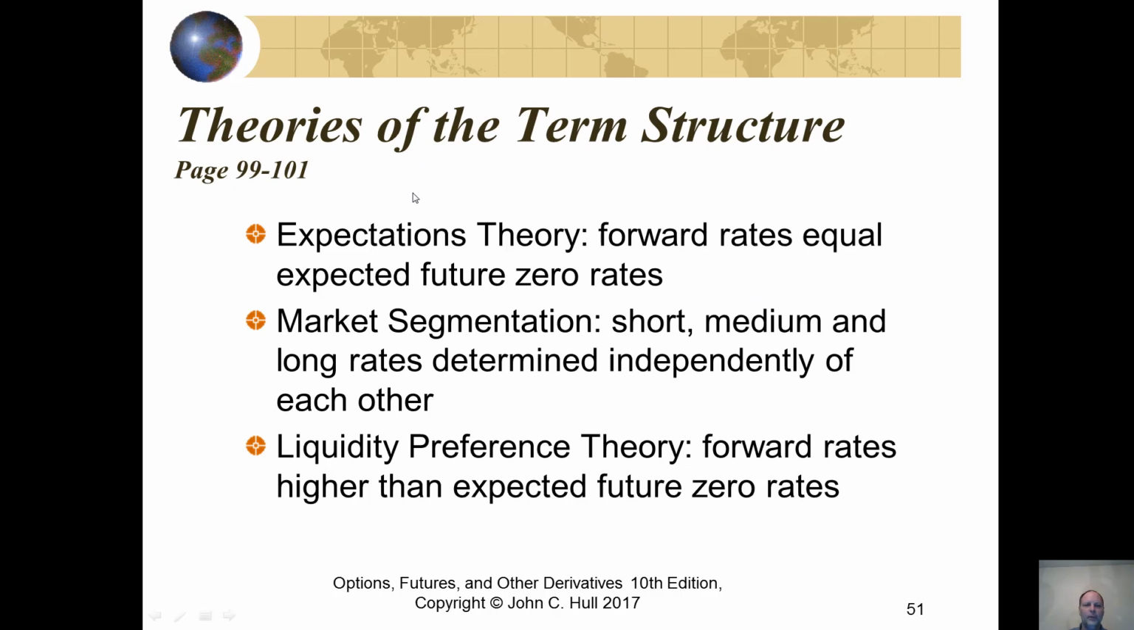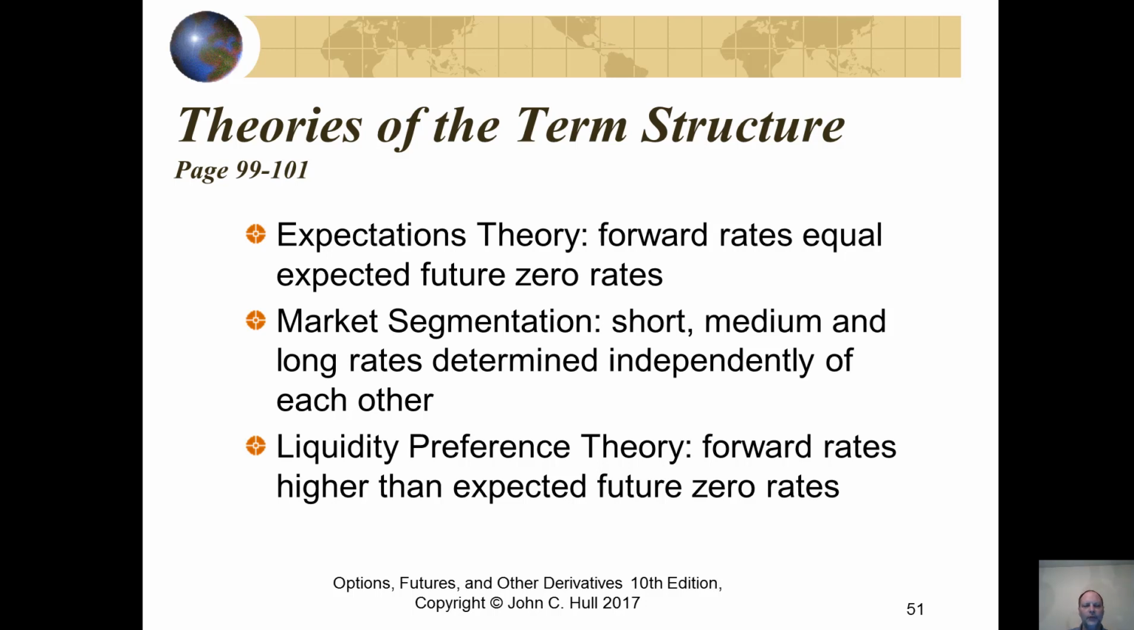There are three theories of the term structure of interest rates. The expectation theory is that forward rates equal expected future zero rates, and you would only have an upward sloping yield curve if you expect interest rates to go up, or a downward sloping yield curve if you expect interest rates to go down. The so-called pure expectations theory is what we have used to derive forward rates. Nobody really believes this is completely true, but it does explain phenomena like the inverted yield curve when Paul Volcker massively increased short-term interest rates to get inflation under control around 1980.